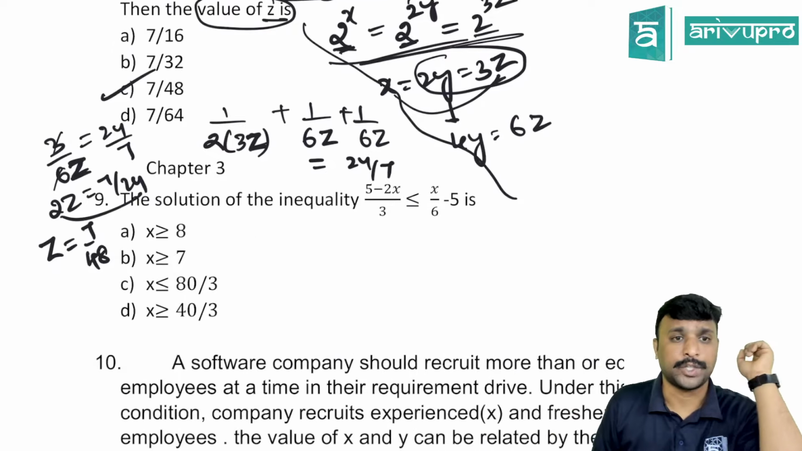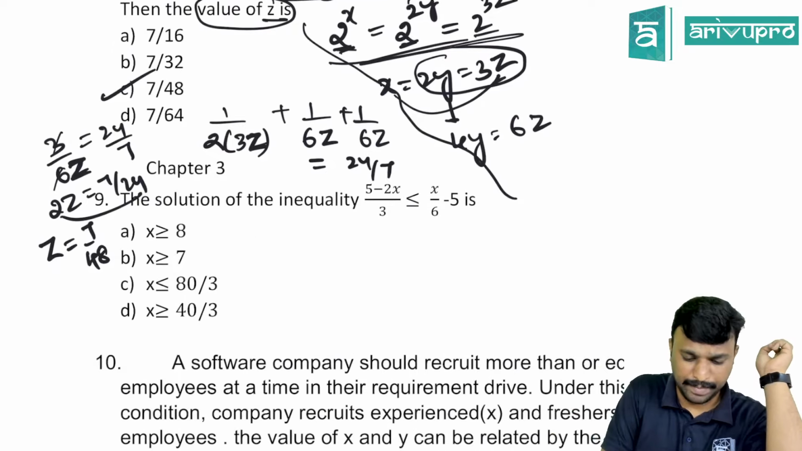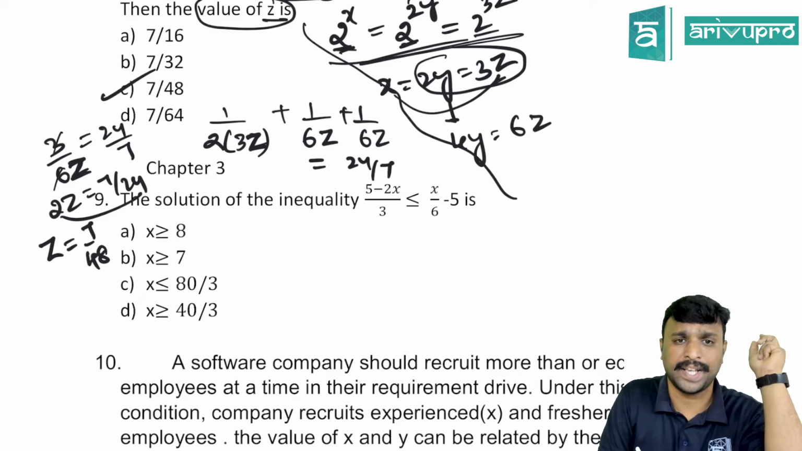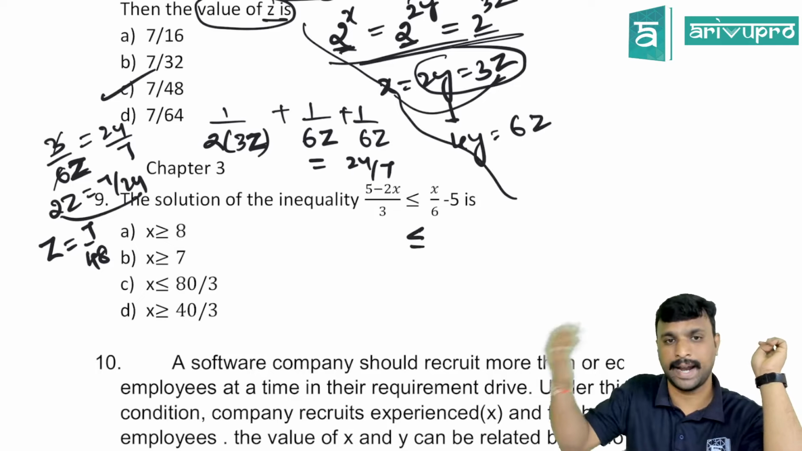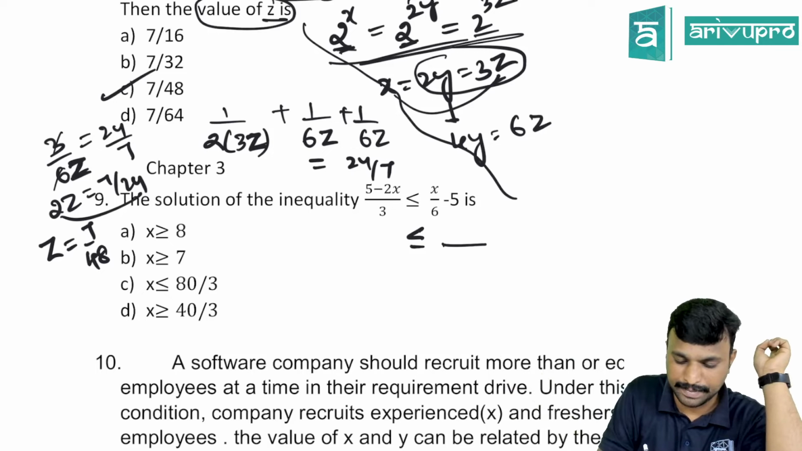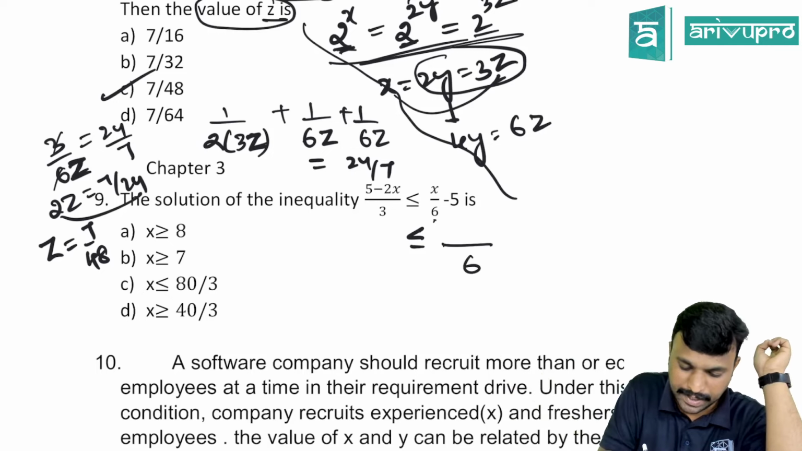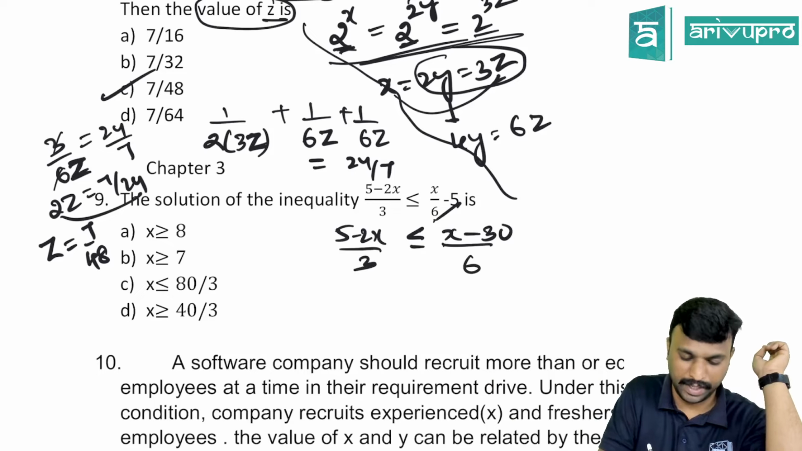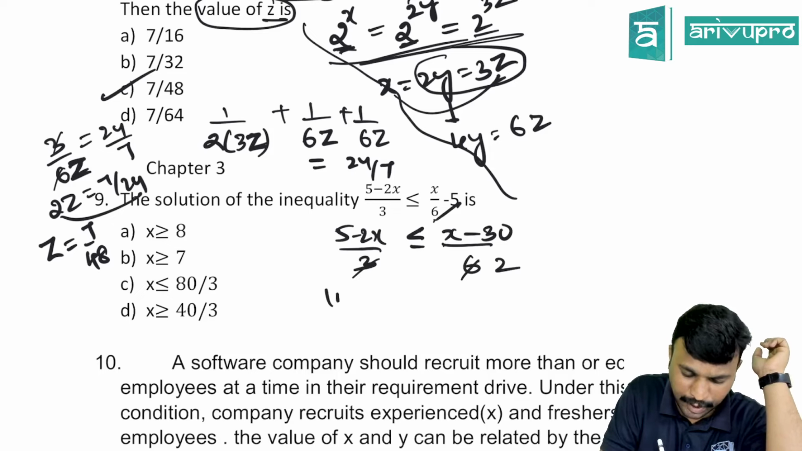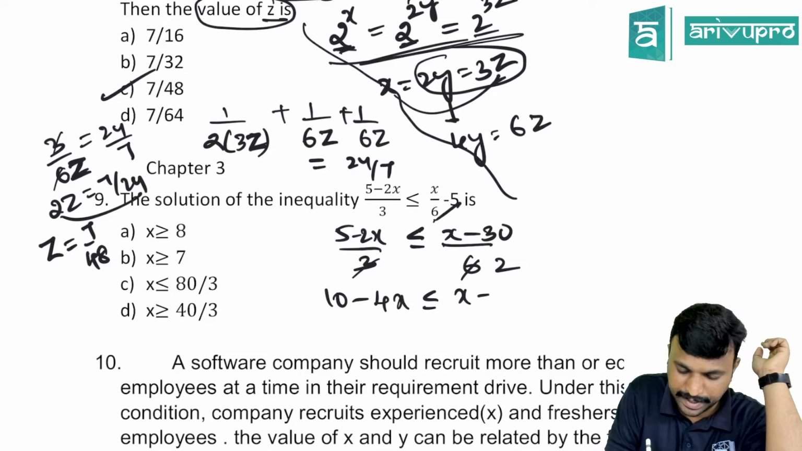Guys, let's move on to the next question. The solution of the inequality 5 minus 2x by 3 less than or equal to x minus x by 6 minus 5. If you look at the right hand side, the LCM is 6. So if you simplify it, 6 5s are 30. So 5 minus 2x divided by 3. Now 3 1s are 3, 3 2s are 6. If you cross multiply, 2 5s are 10, 2 into 2x is 4x, less than or equal to x minus 30.